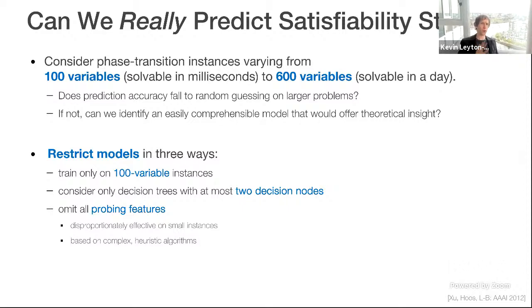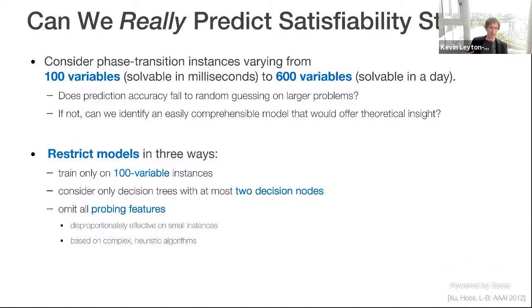So what we did is we trained only on these millisecond solvable instances, the 100 variable instances. The reason we didn't go even smaller is we didn't want problems that were solvable in cache. We wanted them to involve some amount of search, so that they would be in some sense representative of larger instances. We considered only models that use decision trees with at most 2 decision nodes, and we turned off all probing features. Probing features are things like local search probing, like Donald Knuth's search space size estimate, like the use of the SAT-Z heuristic to look at unit propagations, all of these kinds of things that run solvers for a bounded amount of time, because using bounded amounts of time isn't going to scale from one size to another.